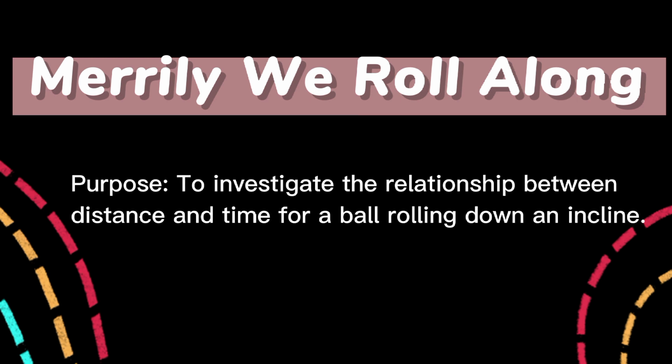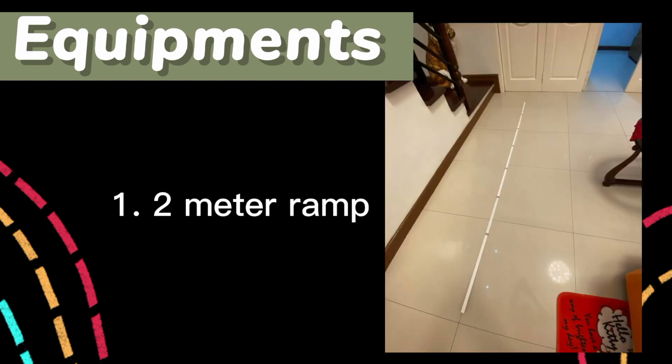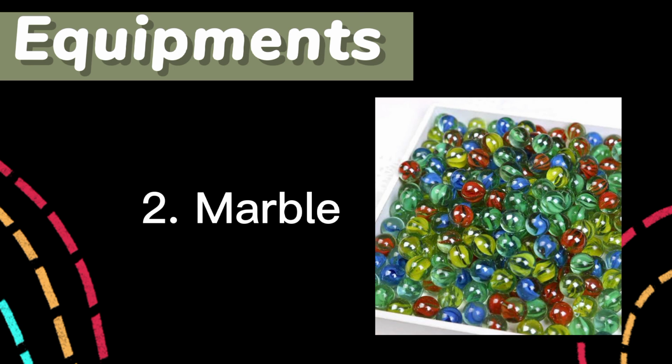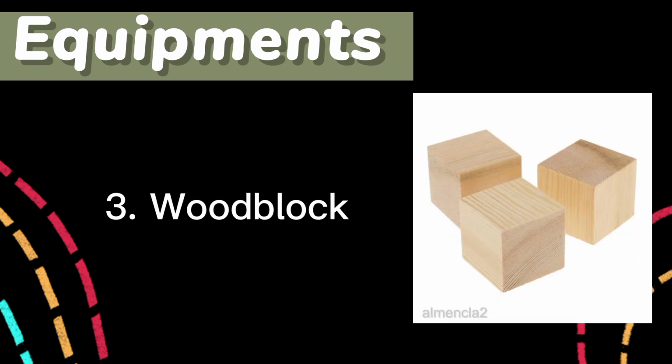The purpose of this experiment is to investigate the relationship between distance and time for a ball rolling down an incline. These are the required equipment or supplies you needed to do this experiment. Number 1 is a 2-meter ramp. Number 2 is a steel ball bearing or marbles. Number 3 is a wood block.